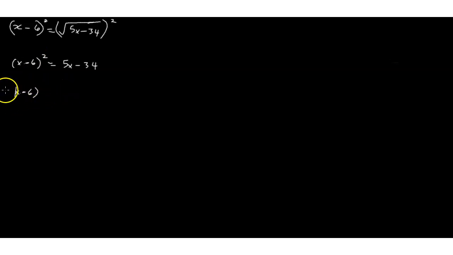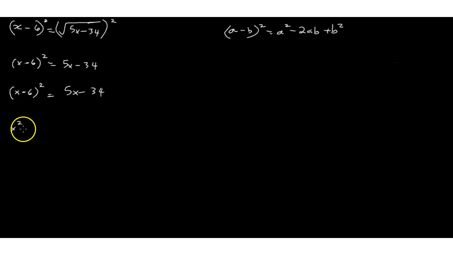I'm going to use this method. Let me show you the method I like to use whenever I have to deal with squaring an expression. So if I have a minus b squared, it's going to be a squared minus 2ab plus b squared. So this is going to be, let me go ahead and remember that this is 5x minus 34 on this side. And this is going to give me x squared minus 12x plus 36 equal to 5x minus 34.